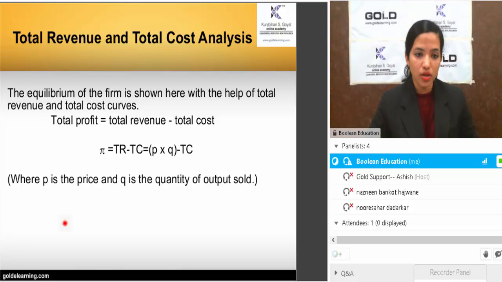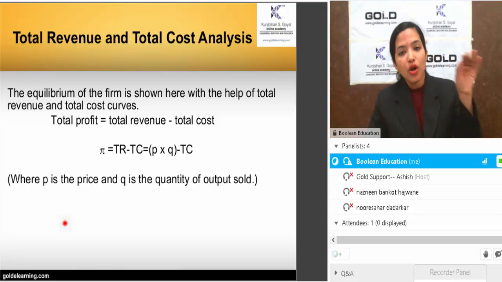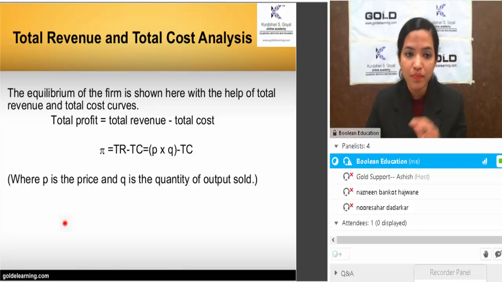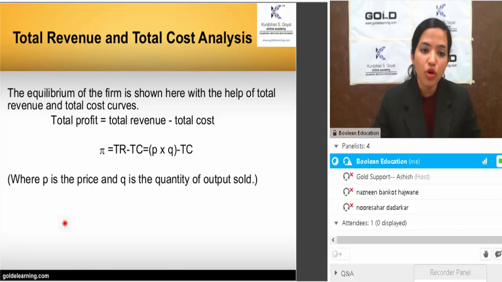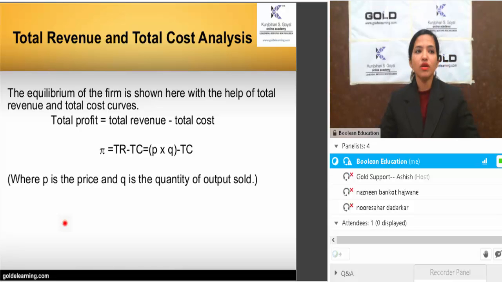Total profit equals, remember, by this total profit we mean the supernormal profit, not the normal profit. Normal profit the firm, the entrepreneur, is going to earn anyway. Here we are particularly talking about the supernormal profit that he will be earning. So total profit equals total revenue minus total cost. You have to subtract total cost from total revenue.